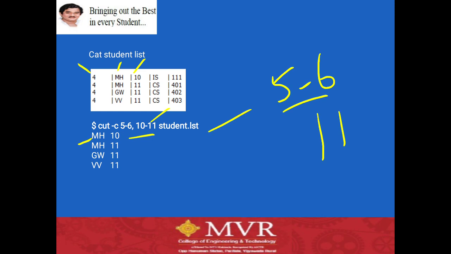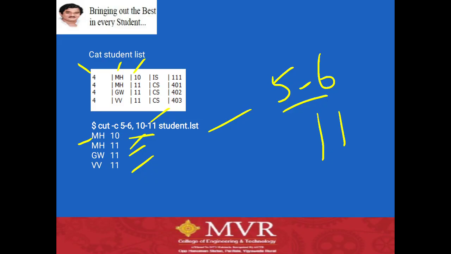Similarly, now for all the rows in the given file, the 5th position, 6th position, and 10th position, 11th position will be displayed. Like in the second row also, the 5th and 6th positions are MH, and the 10th and 11th positions are 1 1. So it is displayed. Similarly, the third row and the fourth row. So in this way you can separate any column from the given table.